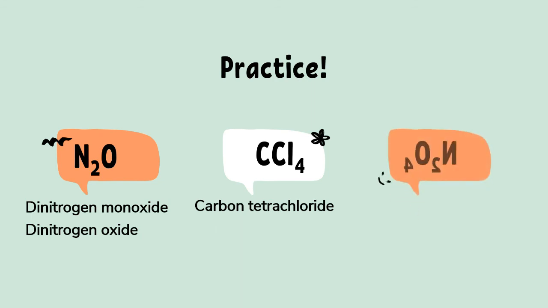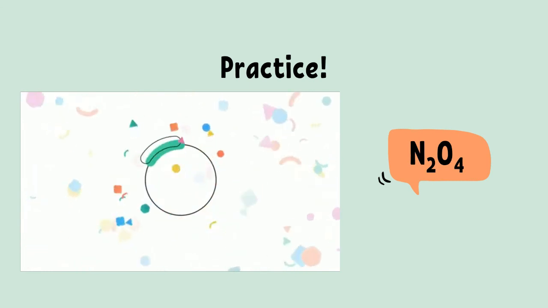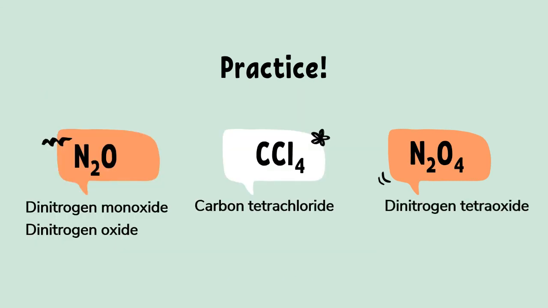Next example. Try to guess what's the name of this compound. Alright, so this is dinitrogen tetraoxide. So both elements have their own subscript. The nitrogen has a subscript of 2, for which we use the prefix di, and then the oxygen has a subscript of 4, for which we use the prefix tetra. So dinitrogen tetraoxide.